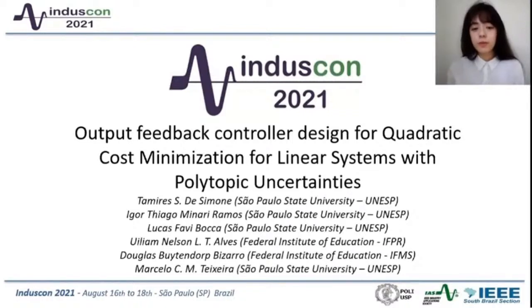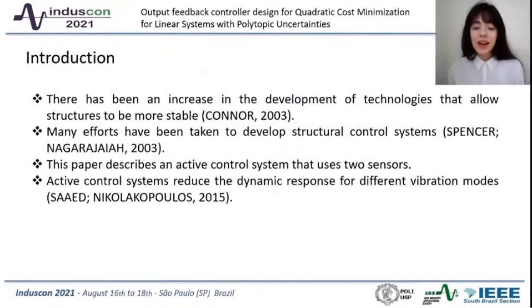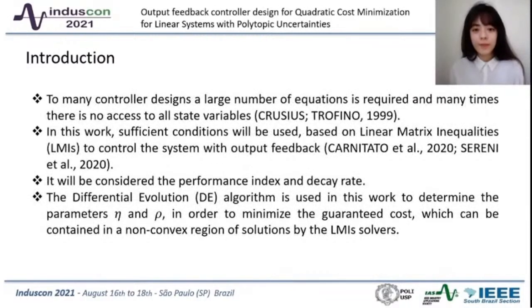Work about output feedback controller design for quadratic cost minimization for linear systems with polytopic uncertainties. There has been an increase in the development of technologies that allow structures to be more stable, and many efforts have been taken to develop some structural control systems into feasible technology. These controllers have to act on the structure so that the set absorbs and dissipates energy in a stable way.